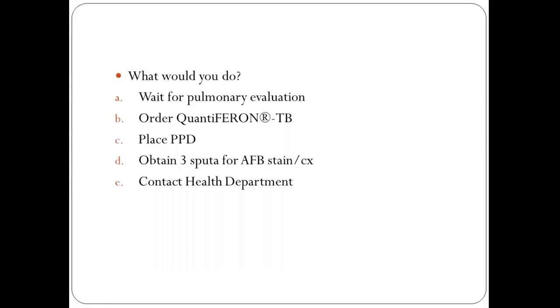Remember, she has been coughing for 2 months. She's a COPD patient, possible LTBI in the past, HIV, CD4 count in the 470s, and she has a pulmonary appointment in a month from now. So will you just wait for the pulmonary evaluation? I think the main concern was the nodule. Will you order a Quantiferon TB test? Will you place a PPD? Will you work up for active TB with 3 sputa? Will you contact the health department? You don't necessarily have to choose just one, but what do you think?